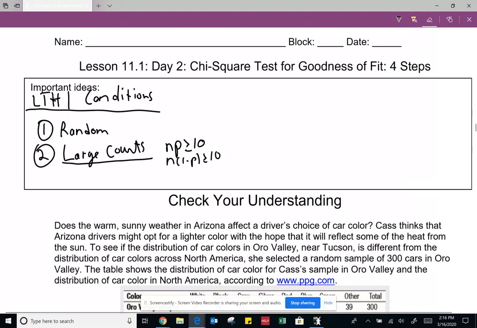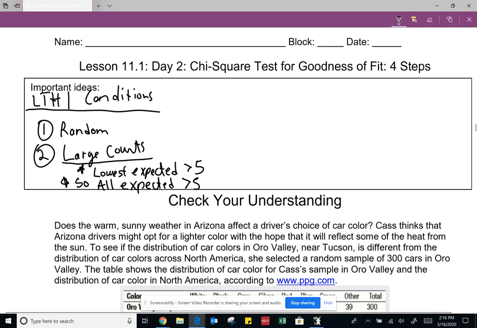We're still doing the first part of this, the np, but now we're changing it to 5 rather than 10. And we have to check this really for all of the categories that we have. And we know n times p is just the expected value. So what we're really saying is, first we check that the lowest expected is greater than 5. So all expected are greater than 5. You have to actually check this one here, and then you can just state this sentence on the bottom.